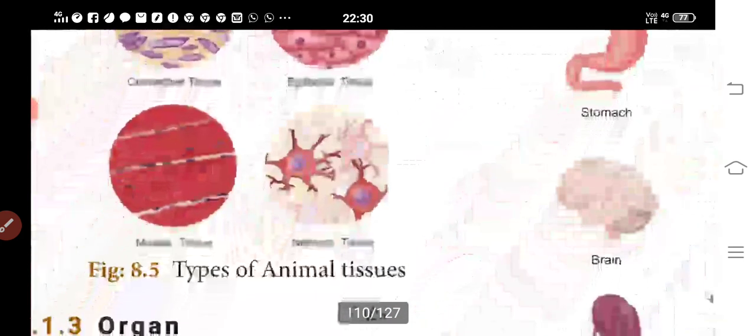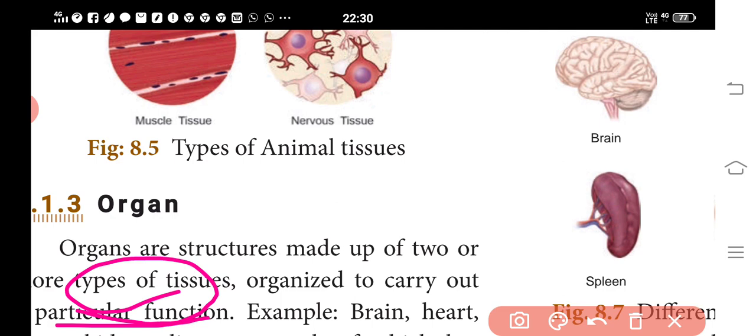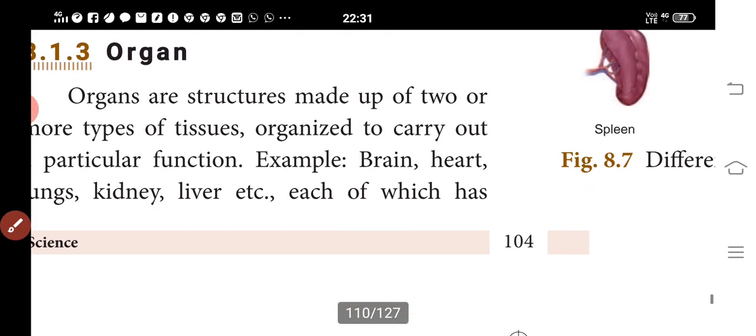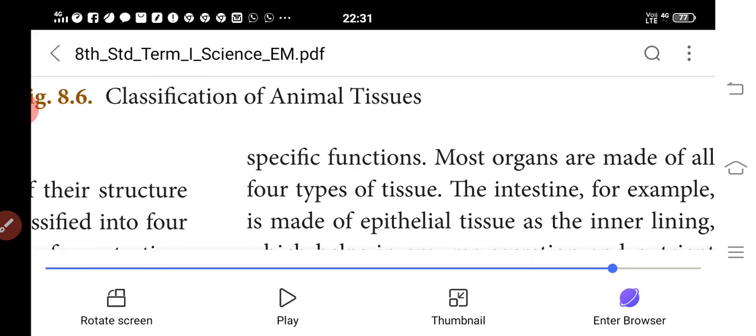So next we discuss the organ system. A group of organs made up of two or three types of tissues forms an organ system. Each organ system has a specific, particular function. So what are the organs? The brain, heart, kidney, liver, etc. Each organ has specific functions.